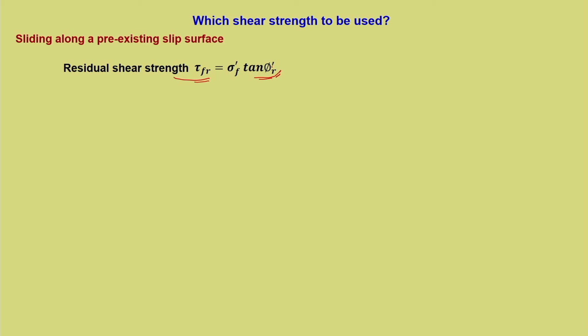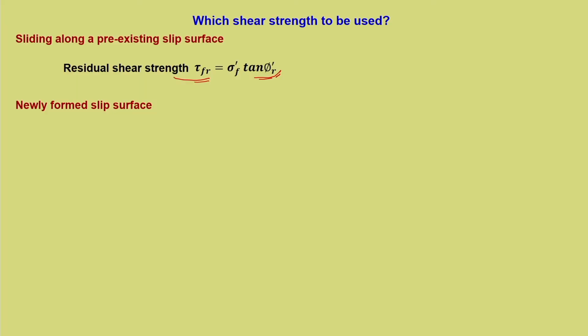Now, how do you get phi dash r? We get phi dash r by considering the deviatoric stress corresponding to the residual state from the previous stress strain diagram. That deviatoric stress value is used for plotting the Mohr circle and obtaining the phi value. Then that phi value corresponds to residual strength.